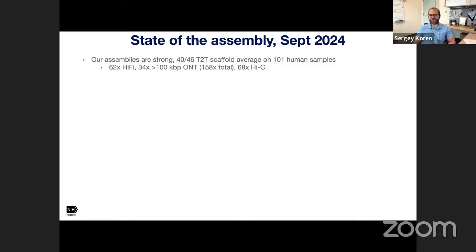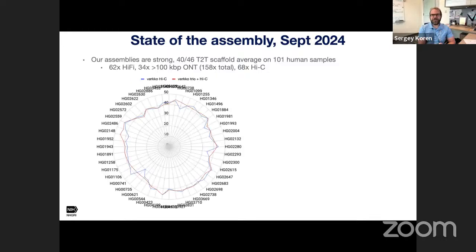So you can see this is pretty much following the recipe I described for a diploid genome. We get 40 out of 46 human chromosomes as T2T scaffolds. So this means they have telomere on one end and telomere on the other. They may have one or two gaps in the middle, but they're essentially being resolved across the entire length.